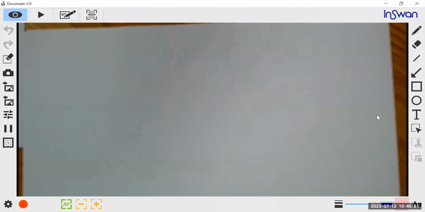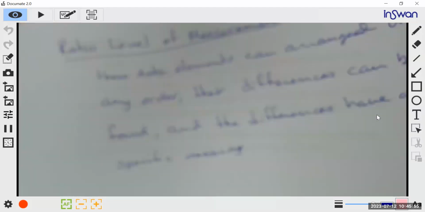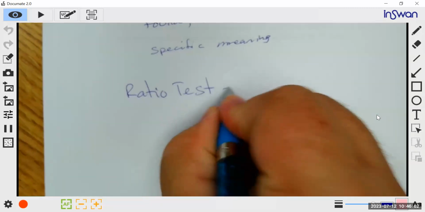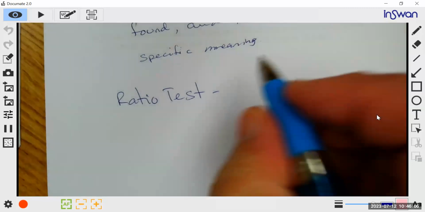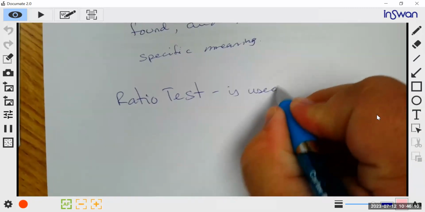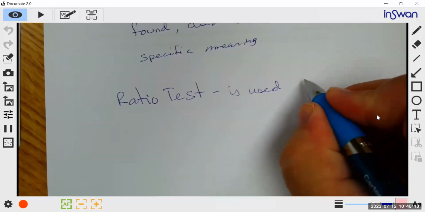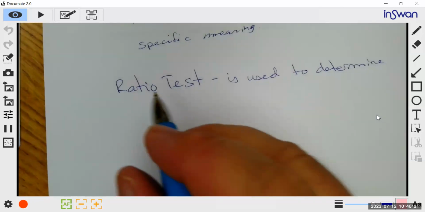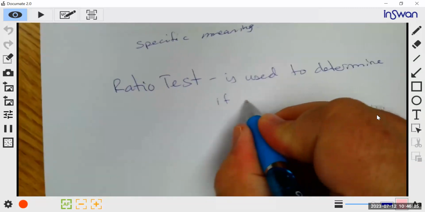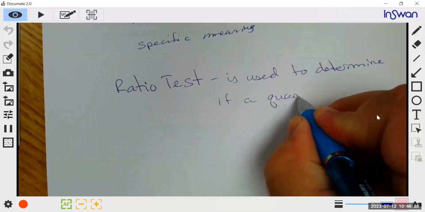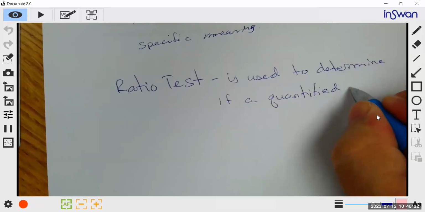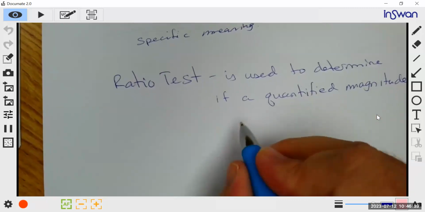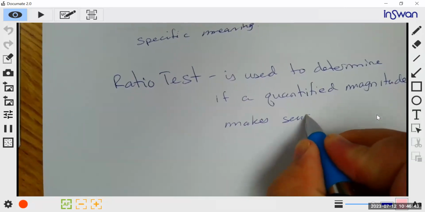The ratio test is used to determine if a quantified magnitude makes sense.